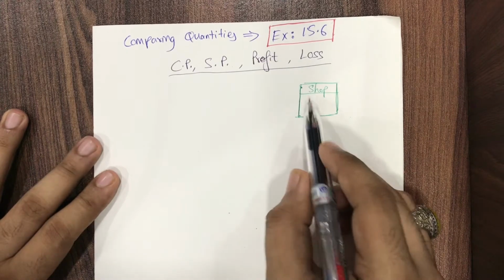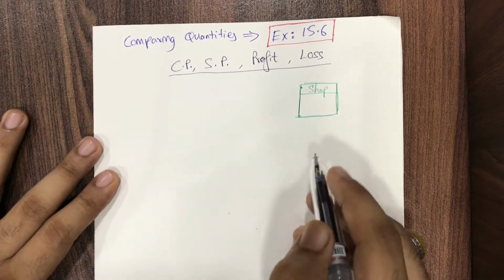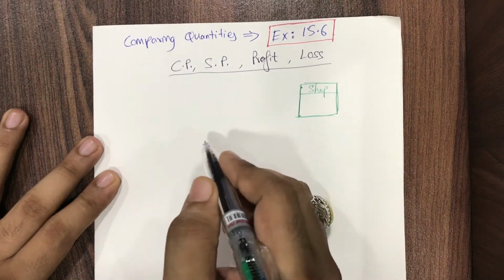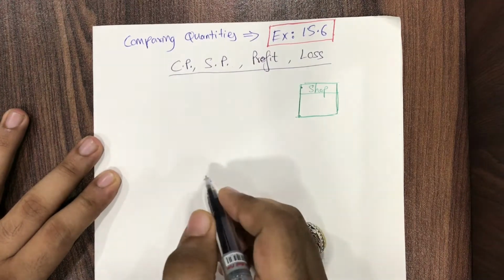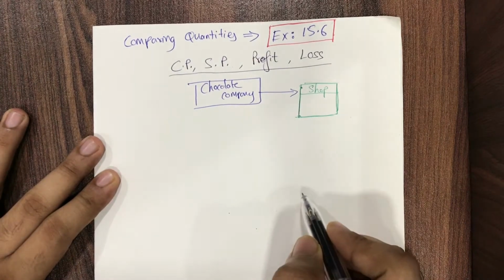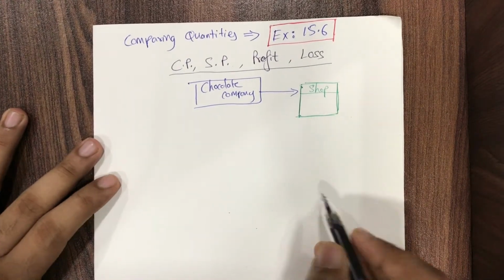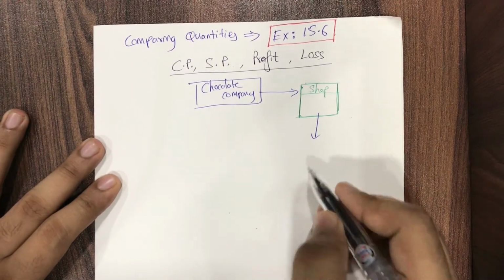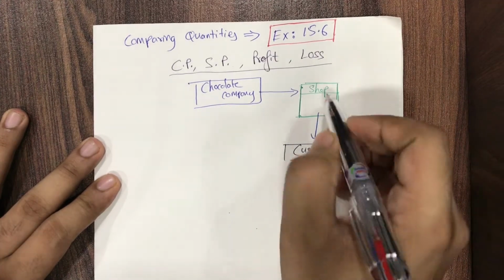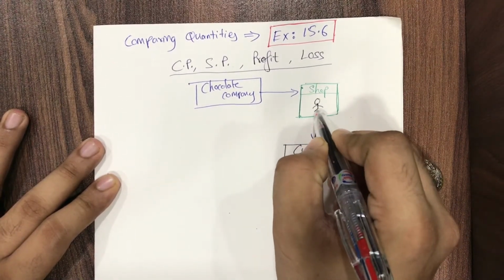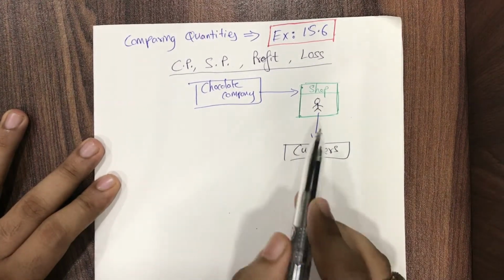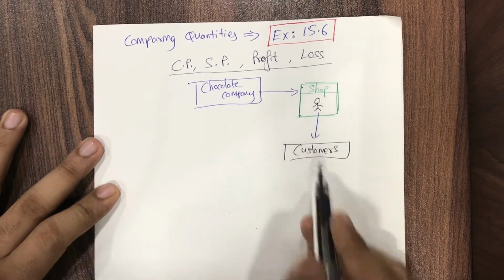So I am a shopkeeper selling chocolates. From where do I purchase chocolates? I purchase chocolates, students, from the company. From the chocolate company, I get chocolates. As I get chocolates from the chocolate company, students, I sell those chocolates to whom? To the customers. So this is the chain, students. I purchase chocolates. This is me over here. So I purchase chocolates from chocolate company, then I sell those chocolates to the customers.